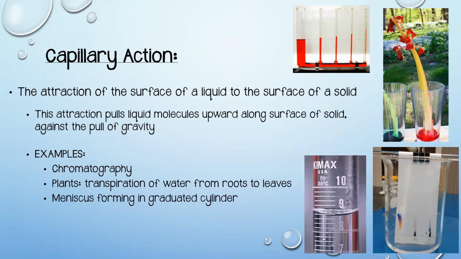This is also why a meniscus of a graduated cylinder forms. So we always tell you in science class, you need to look at the bottom of the meniscus. Okay? This raised portion is simply because of capillary action. The sides of the liquid are pulled up and attracted to the sides of the solid. So you get that inverted dome shape. That's why you need to read the bottom for proper volume measurements.